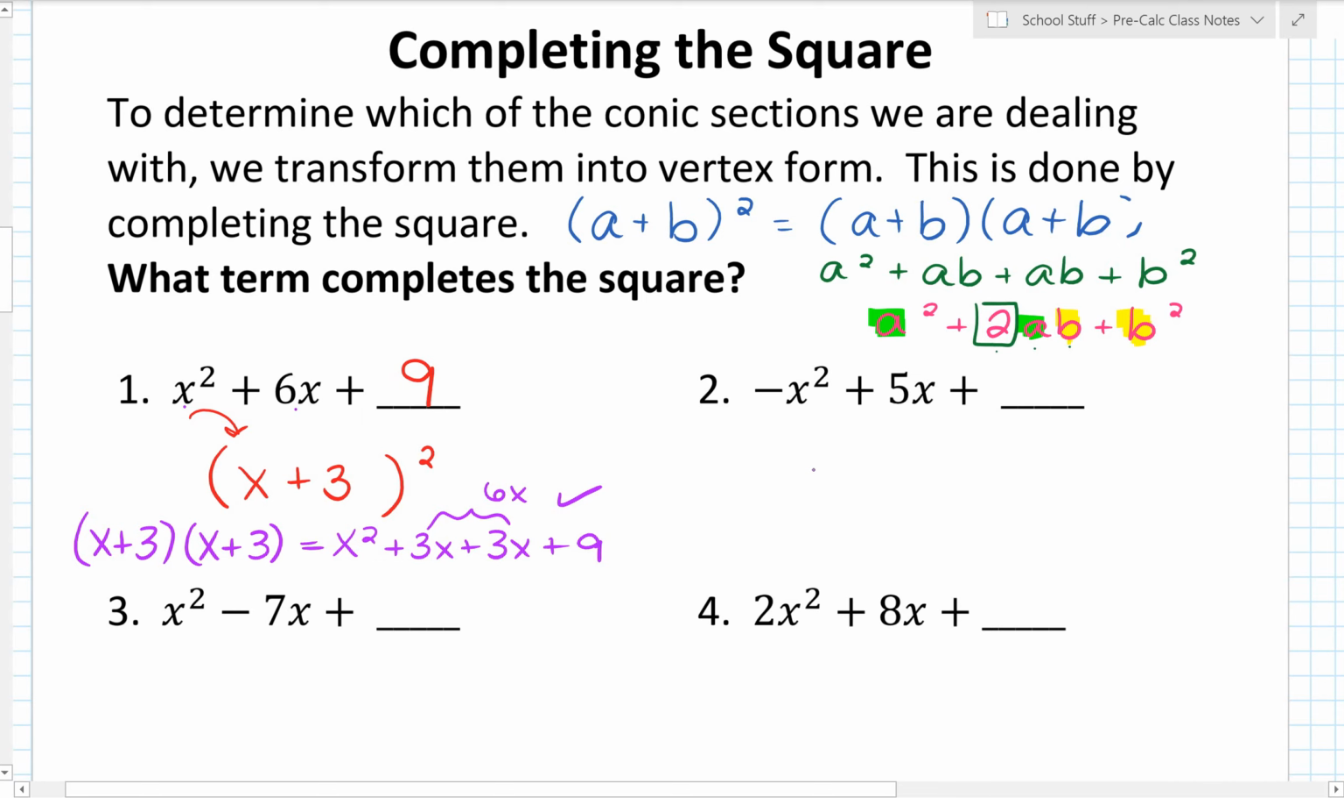Number 2 is really the same thing, but we're kicking it up a notch. We're tacking on a negative. What happens if I have a negative out in front? Well, what I like to do is kind of just get rid of it to start with. I'm going to say that this is negative x squared minus 5x. So I pulled out that negative, and now I want to figure out what goes here.